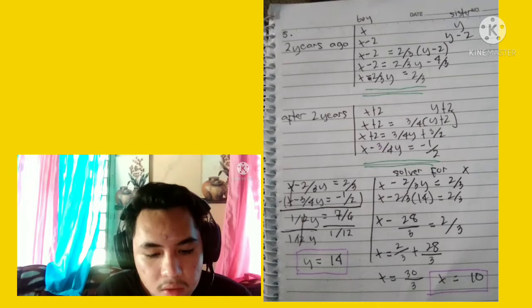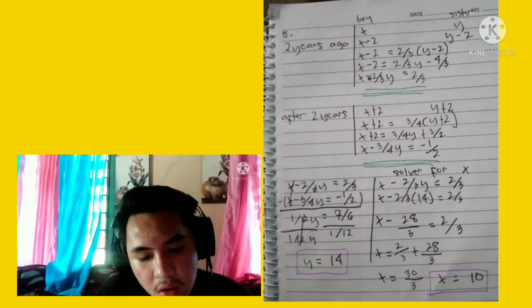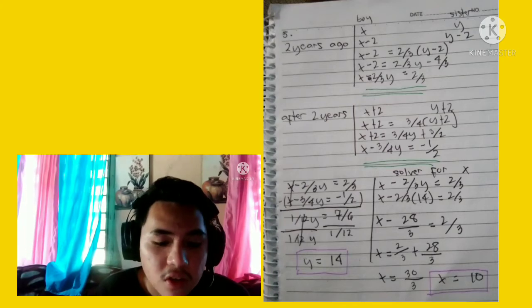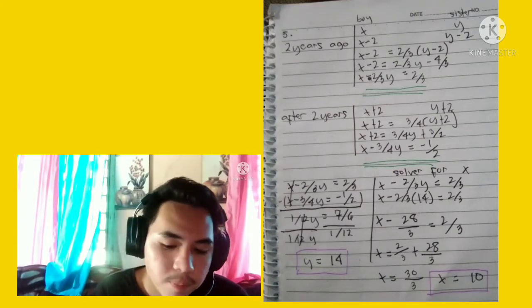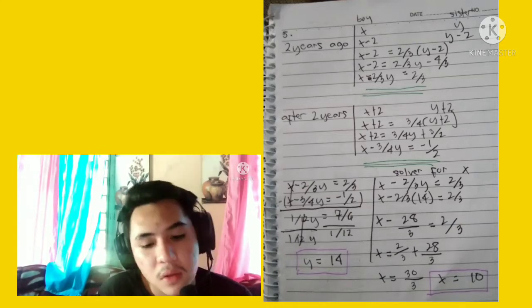So x minus 2 is equal to 2/3 y minus 4/3. So now we have here x minus 2/3 y equals 2/3. So that is our first equation. So after 2 years, we're going to add, so x plus 2 and y plus 2.